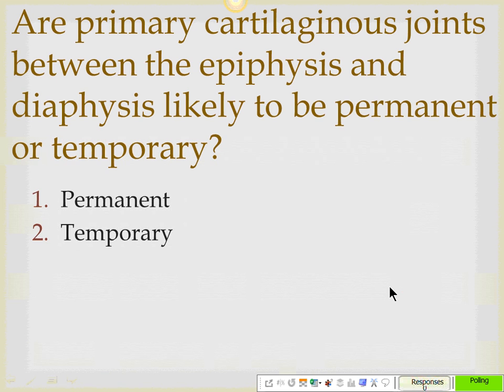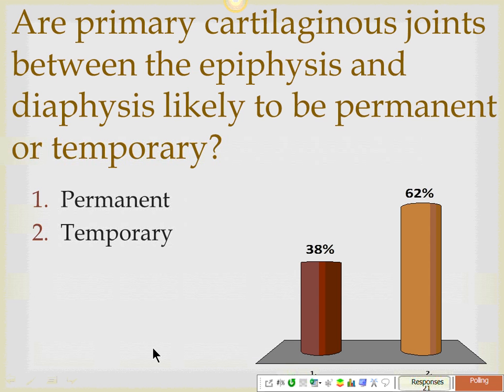And let's answer this question. Do you think this joint between the epiphysis and the diaphysis is going to be permanent or temporary? In other words, is the joint going to remain throughout life or is it going to disappear at some time? That's what I mean by permanent or temporary. The joint is temporary, remember, not permanent.